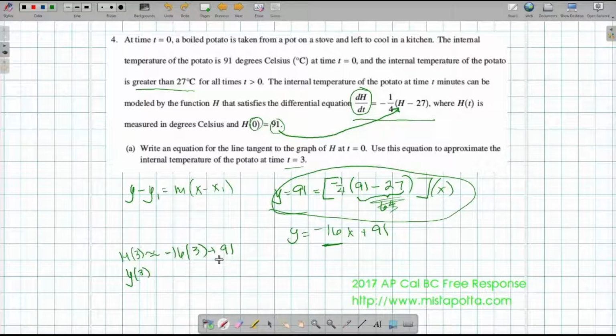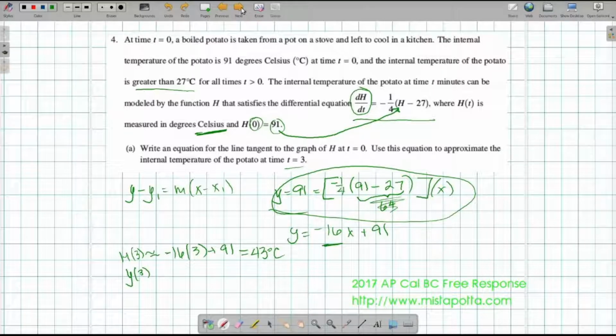And again, I can leave my answer like that, but it might be helpful to know that 16 times 3 is 48, and 91 minus 48 is 43. And because they do mention units, it would be really helpful to put our units here, 43 degrees Celsius.